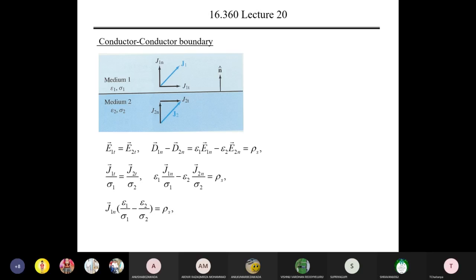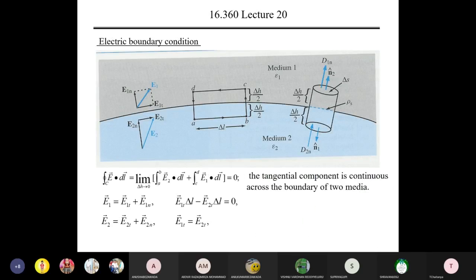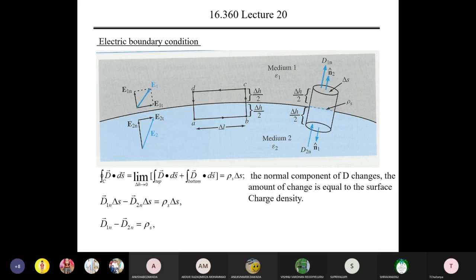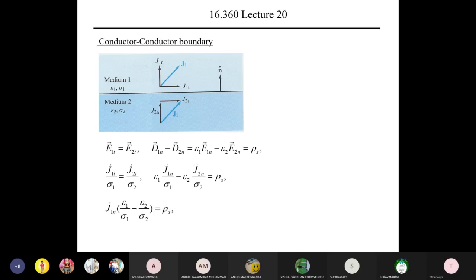For that, what we have recognized from the application of the electric field intensity is E1T equals E2T, as well as Dn1 minus Dn2 equals rho s. Based on this, we can have an application. That is, E1T equals E2T, and Dn1 minus Dn2 equals rho s, which is epsilon 1 times E1n minus epsilon 2 times E2n, which is nothing but the rho s value. From this I converted flux density into current density, J equals sigma E, so I can convert the E value into J.